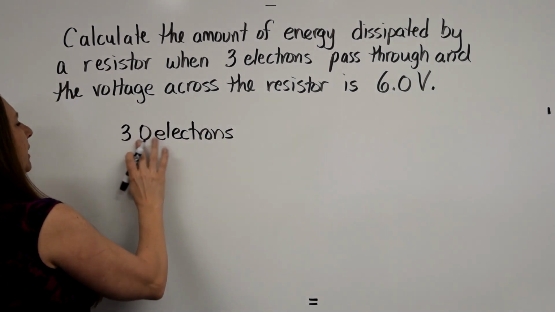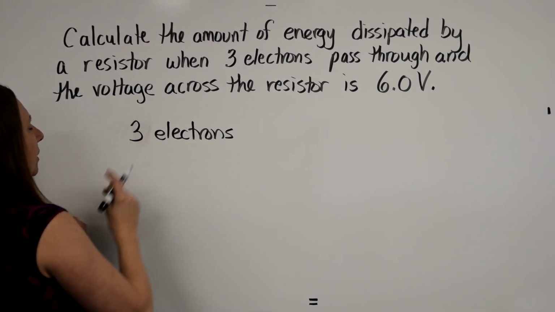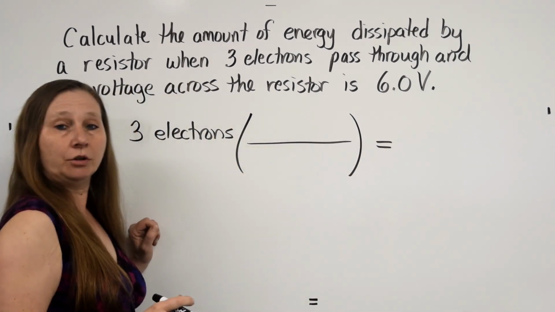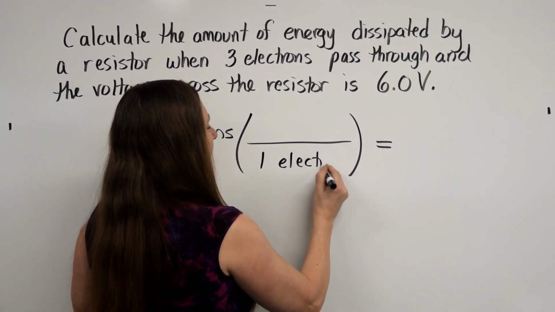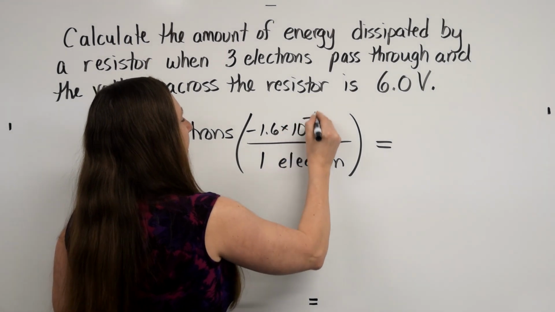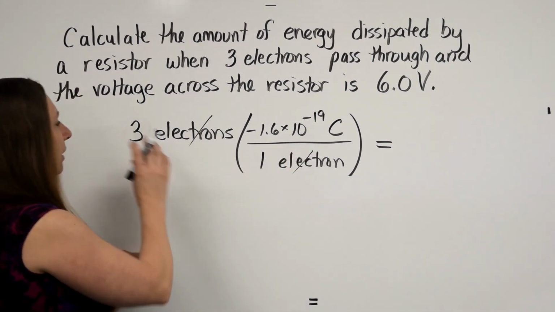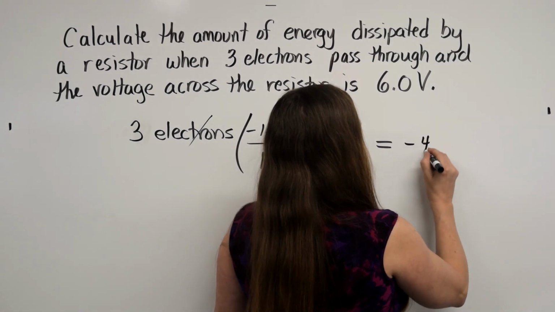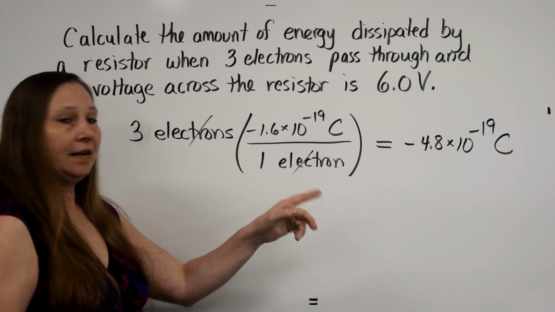The point was a little ridiculous. You can't have half an electron, so let's just say 3 electrons, and I'd like to convert that to charge, or coulombs. Well, 1 electron has a charge of negative 1.6 times 10 to the negative 19 coulombs. So the electrons cancel, and 3 times 1.6 is going to give us negative 4.8 times 10 to the negative 19 coulombs. So that's the charge.